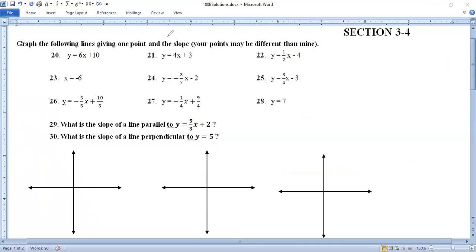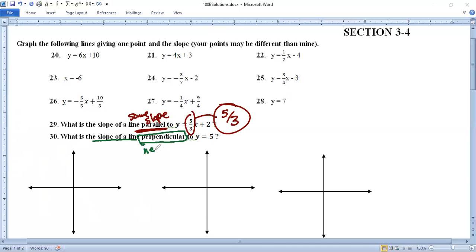Number 29. What is the slope of a line parallel to? Ooh, we have to think about that. What is parallel? Parallel means same slope. So what's the slope of this line? The slope of this line is 5/3. Same slope or parallel would be 5/3. Done. Number 30. What is the slope of a line perpendicular?